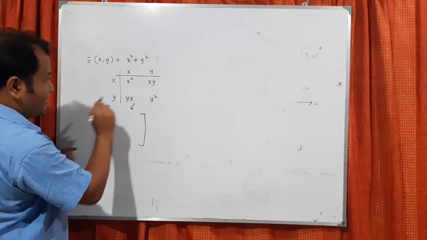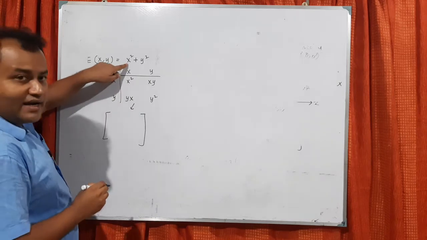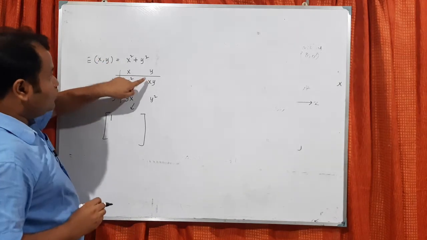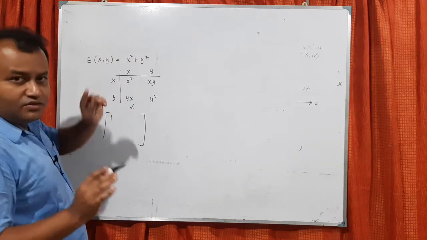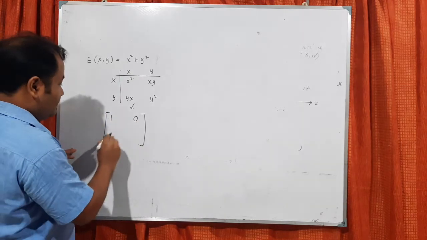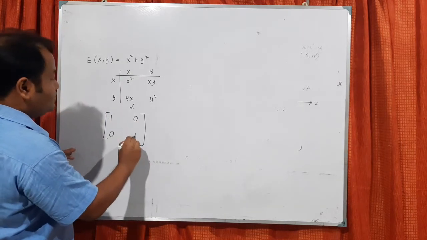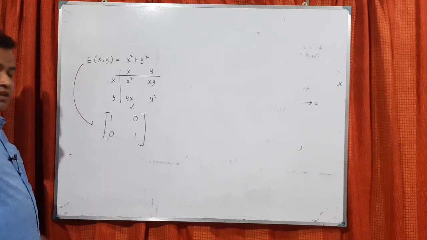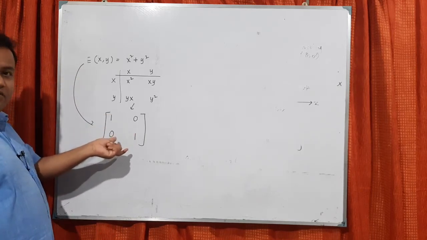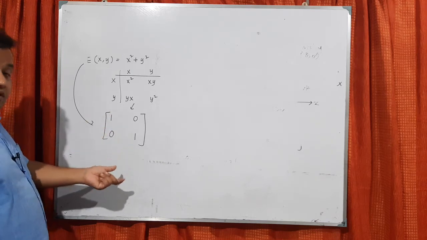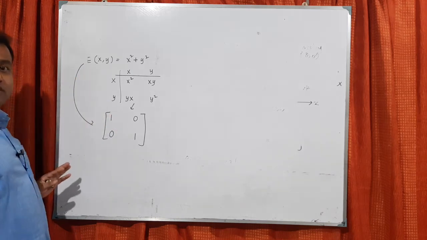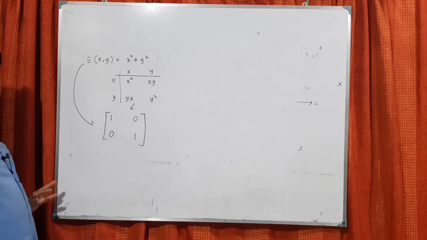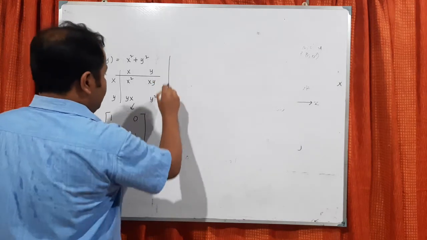Now what is the coefficient of x square? 1. The coefficient of xy is 0, there is no xy, so it will be 0, here also it will be 0, y square is 1. Now this will be the corresponding matrix of E(x,y). Now if you can find the eigenvalues, if the eigenvalues are positive, then it will be positive definite. In this way also you can find this. Let me give another example.